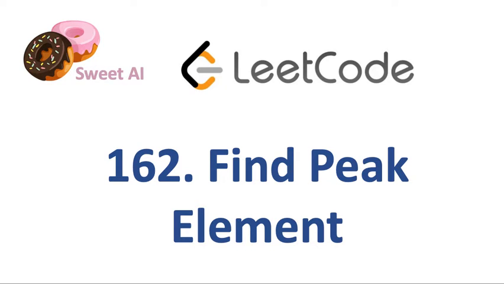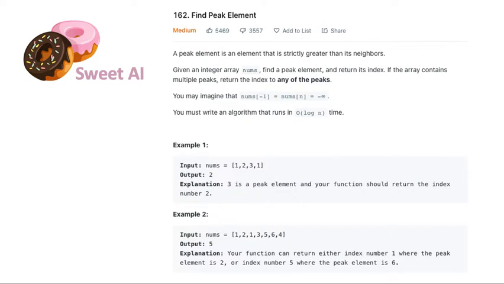162, find peak element from LeetCode. Let's jump to the question. A peak element is an element that is strictly greater than its neighbors. Given an integer array nums, find a peak element and return its index. If the array contains multiple peaks, return the index to any of the peaks.